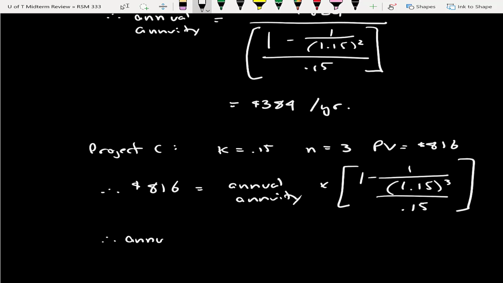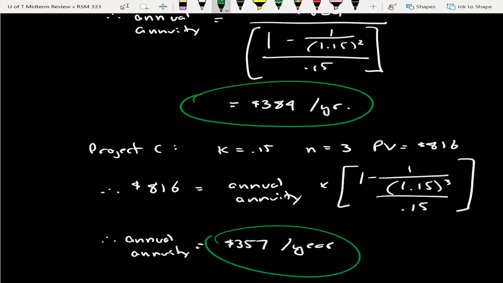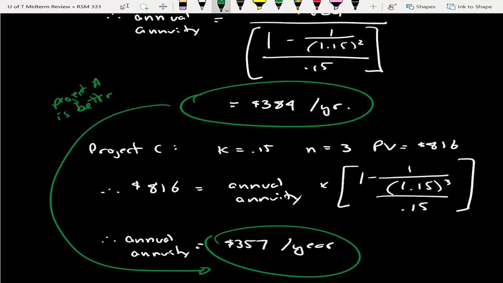And if I solve for that, I get an annual annuity of $357 per year. And again, you can see that project A is better. So both methods take a different approach at it, but what they're trying to do is equalize the timeline for the comparison.